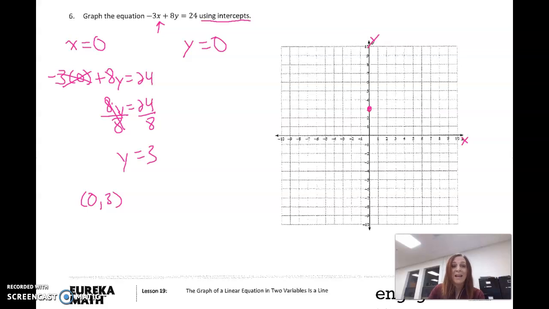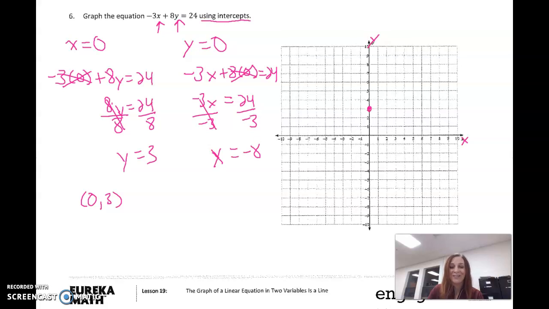Either way. Now, we're going to plug in 0 for y, so you have to do it twice. Once for x, once for y. -3 times x plus 8 times 0 equals 24. -3x equals 24. Divide both sides by -3, and we get x equals -8. So again, on our x-axis, we can go to -8, or you can think of this as the point (-8, 0). Draw our line. And now we have a line that represents all the possible pairings of x and y values that will make this linear equation in two variables true.